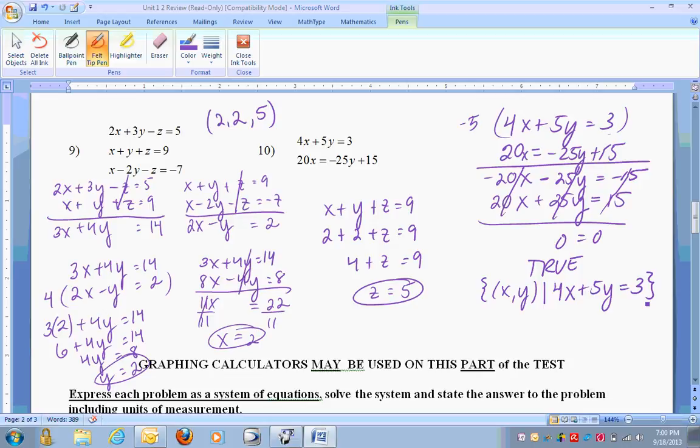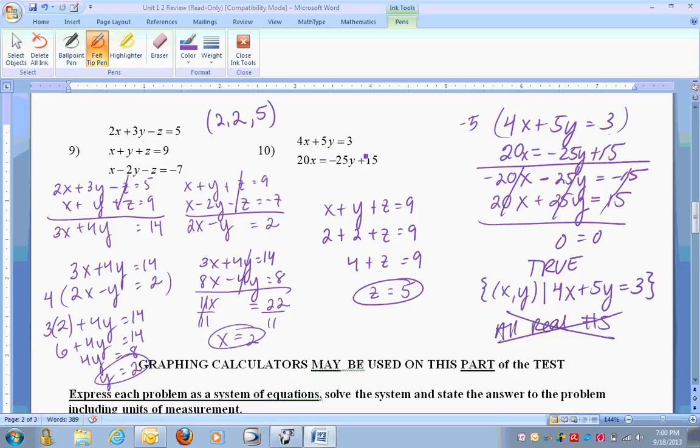Now, some of y'all will be tempted to put all real numbers, and that is wrong because all real numbers is not the solution to the system of equations. The solutions are all the points that lie on that line, or these two lines, which happen to be the same thing. Okay, so let's move on to the next part, and we'll finish up this review.